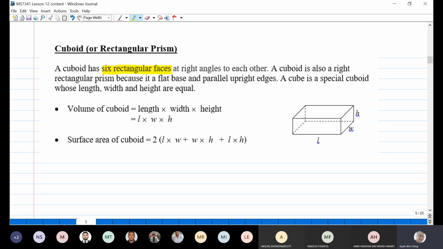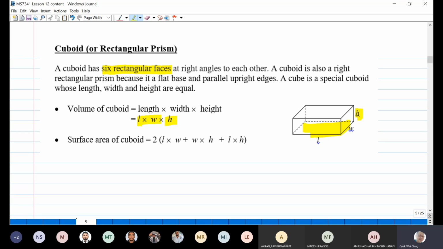So how do you find the volume of this cuboid? It's always base area times height. The base is a rectangle, you can see the base rectangle here. The area of a rectangle is base times height, it's length times height here. No, sorry, length times width. Then multiply by height. So length times width times height will give you the volume of this box. Basically, it's a rectangular box here.